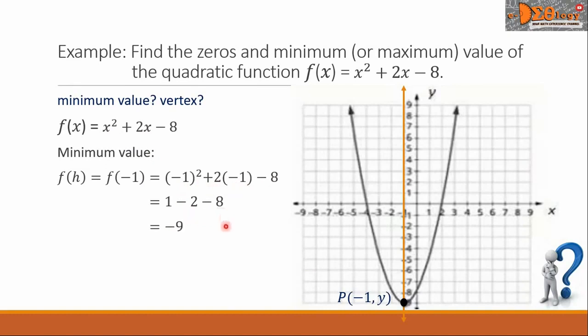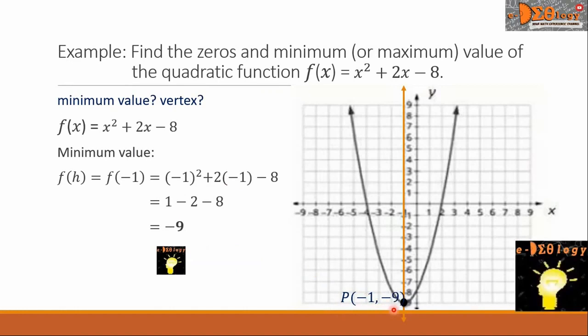Simplifying this, we have now negative 9. And this is our answer. This is the minimum value. Now, this negative 9 value is the same value for the y here, and we can substitute it now. So the vertex is (negative 1, negative 9). And this is our final answer.